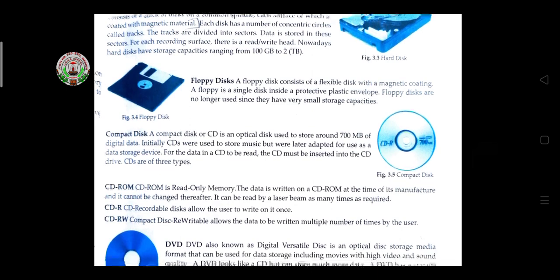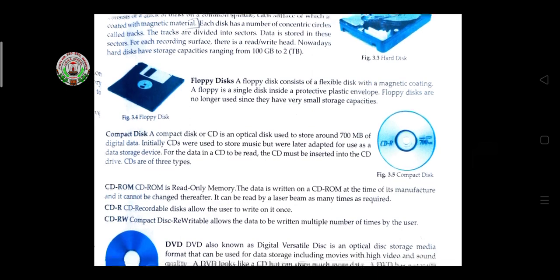Suppose we are using some software that is read only, and we are not able to change or edit that software. This software is made up of this CD-ROM and CDR. CDR means recordable disk, which allows the user to write on it once.